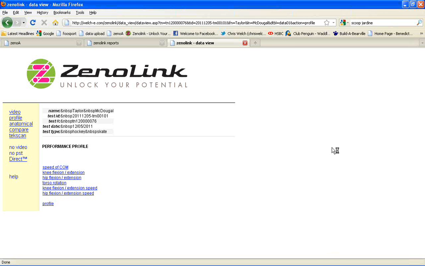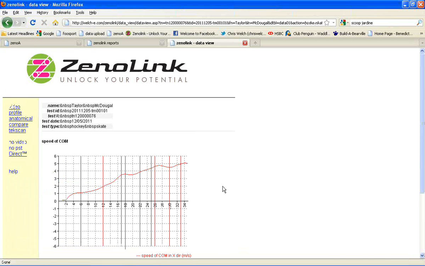This is a ZenoLink data view analysis for Taylor McNougal. This is for a hockey skate acceleration from a dead stop collected in December of 2011. We will skip right to the center of mass acceleration.